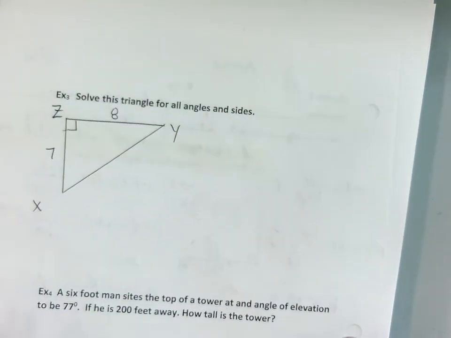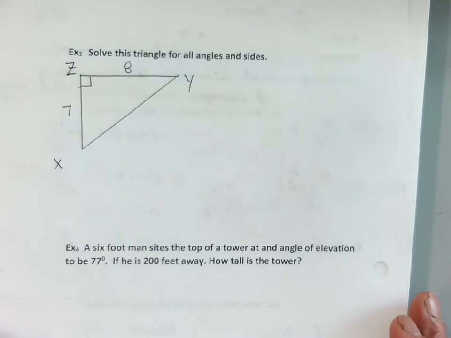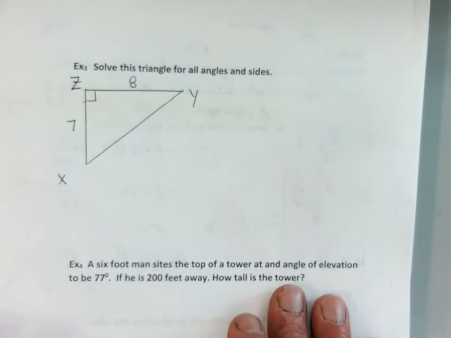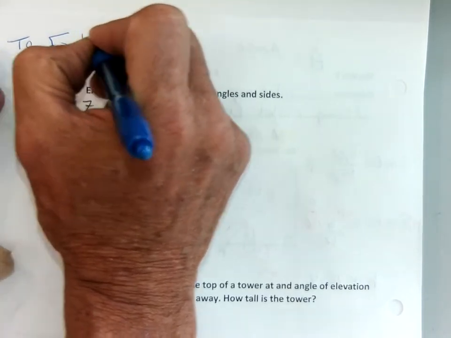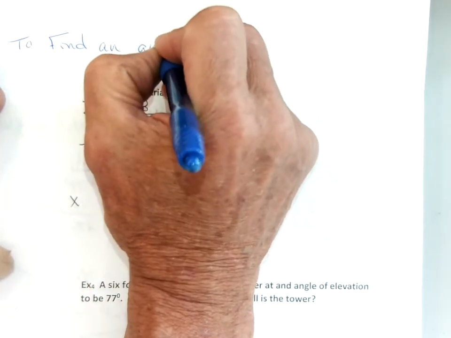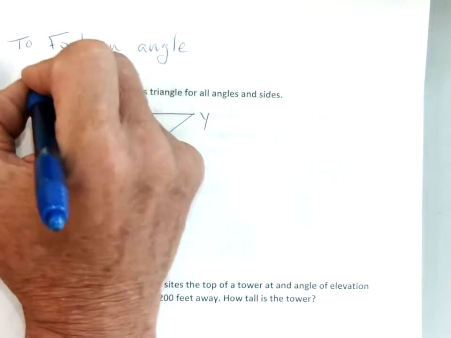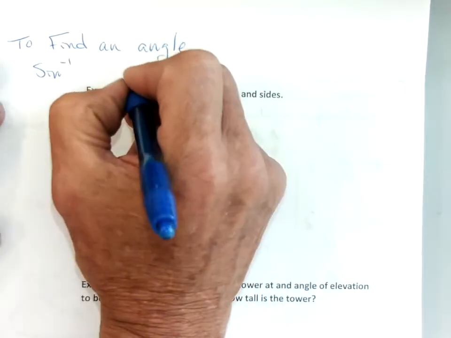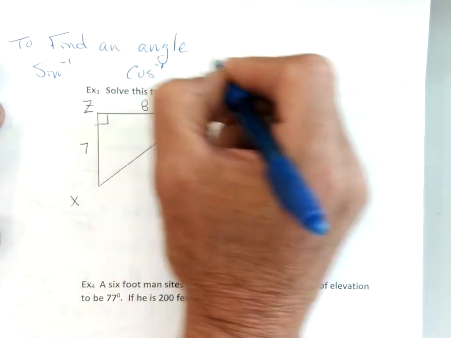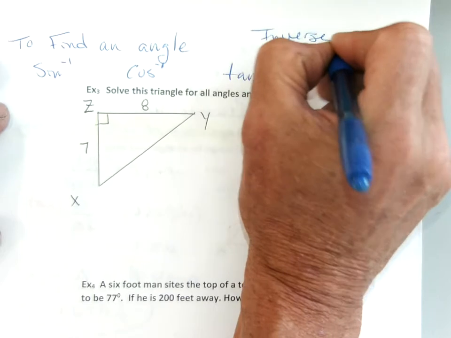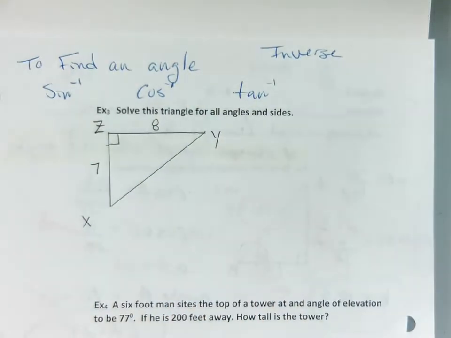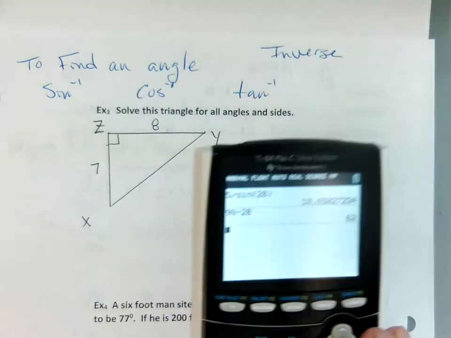Now, in this case, you don't know the angle. So write this down. To find an angle, you want this button, or this button, or this button. Those are called the inverse buttons, okay? An inverse means just the opposite. So if we use an angle to get a side, we're going to use a side to get an angle. That's the inverse button. And the inverse buttons are on your calculator.